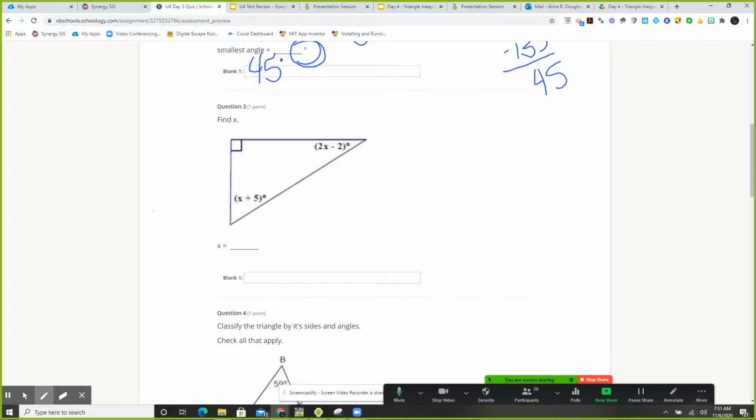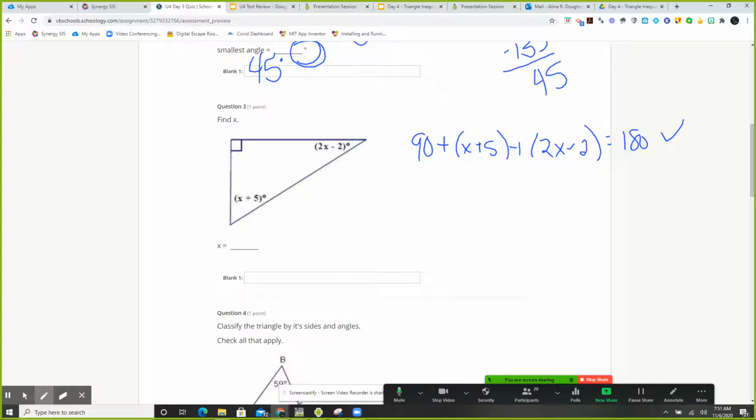What about question 3? How do I set that equation up? There are a couple equations to choose from. Would it be 90 plus x, well, the variable first, which is x plus 5, plus 2x minus 2 plus 90 equals 180? Love that equation. That will work 100% of the time.